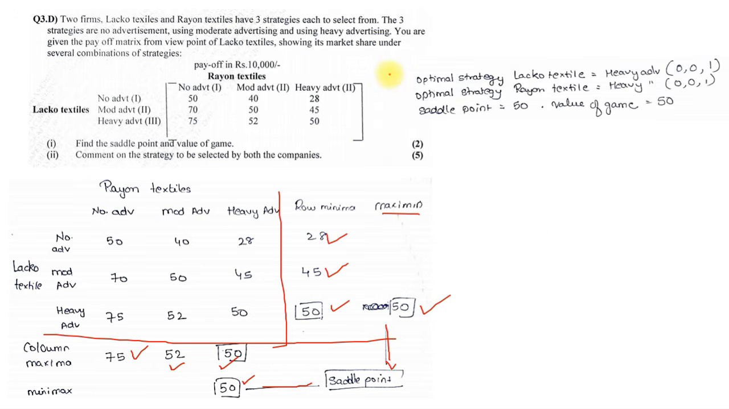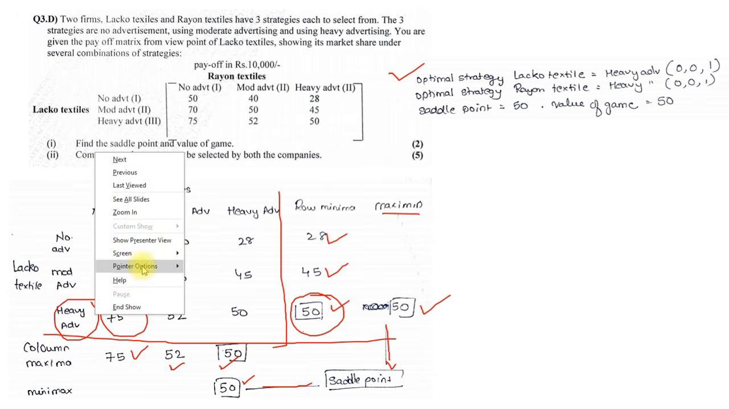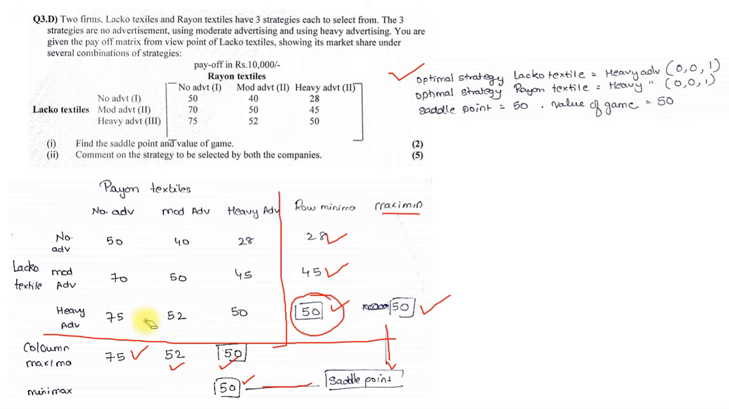Finally, we just have to show the optimal strategy. For Laco Textile, it is the third one which was selected, which is heavy advertising. So my optimal strategy will be 001. In the same way, for Rayon Textile, the third one got selected, which is again heavy advertising, and will again be 001. The saddle point is 50. Therefore, the value of the game is also 50.